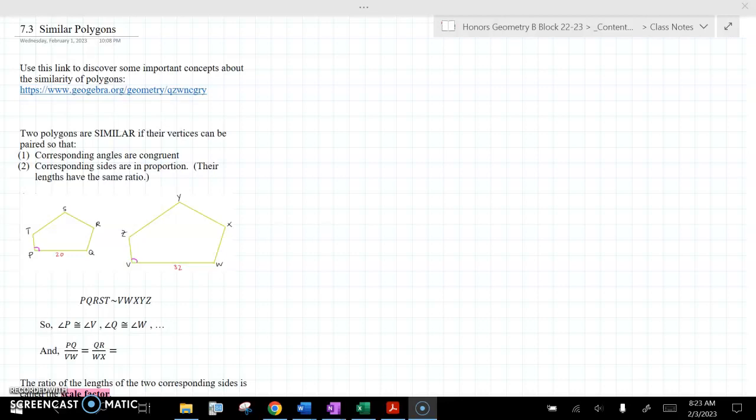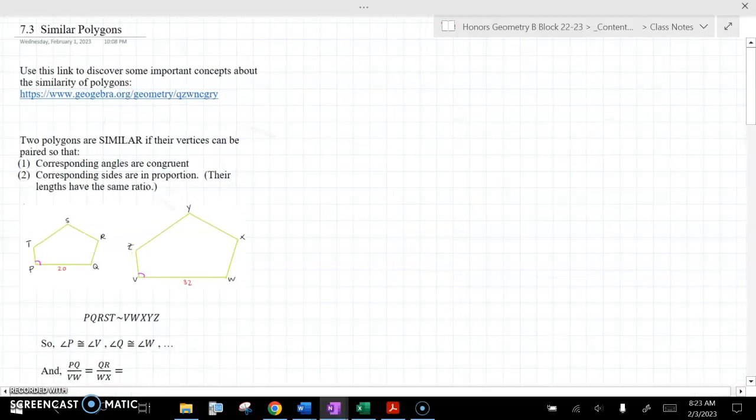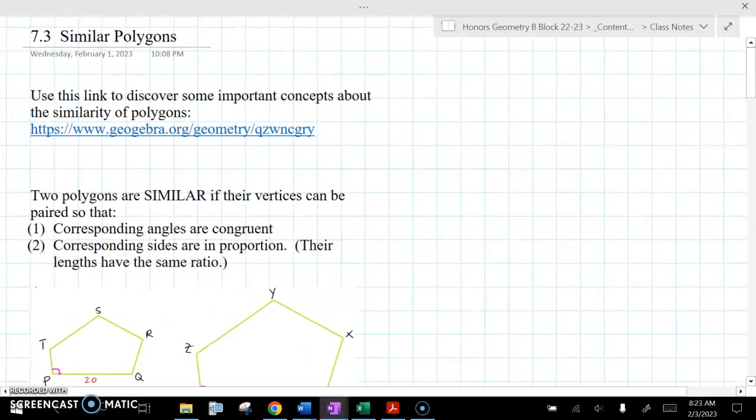Before you get started here, make sure that you have set up to make it easier for you. You can use the Windows button and the right or left arrows to open up and split your screen so that you have the screencast on one side of your screen and your OneNote open on the other side so that you can easily take notes as we go through this.